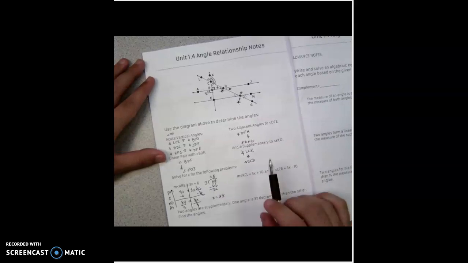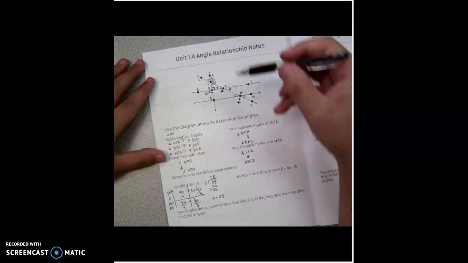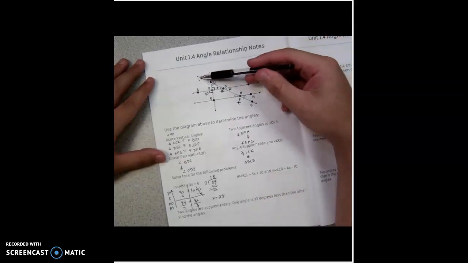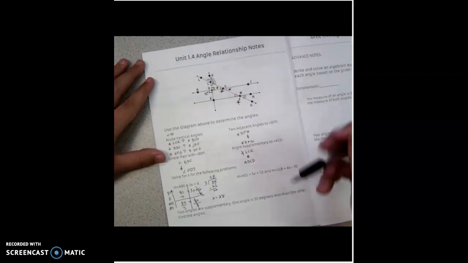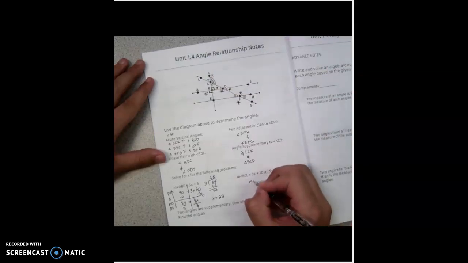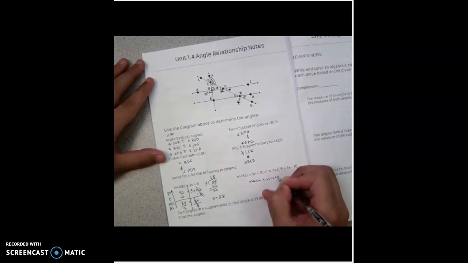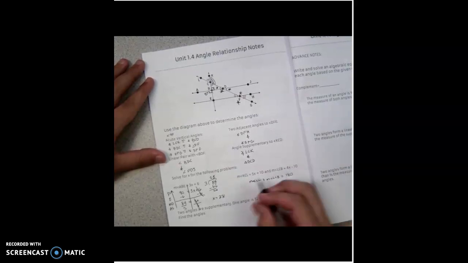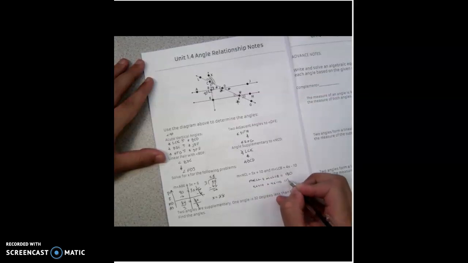And my next problem over here, I have 5x plus 10, the measure of KCL, and 4x minus 10, the measure of LCB. So if I come here and check KCL and LCB, if we notice they're adjacent, which means that they are a linear pair. So the measure of KCL plus the measure of LCB equals 180 degrees, since a linear pair is supplementary. So now I can plug this in, and I get 5x plus 10 plus 4x minus 10 equals 180.